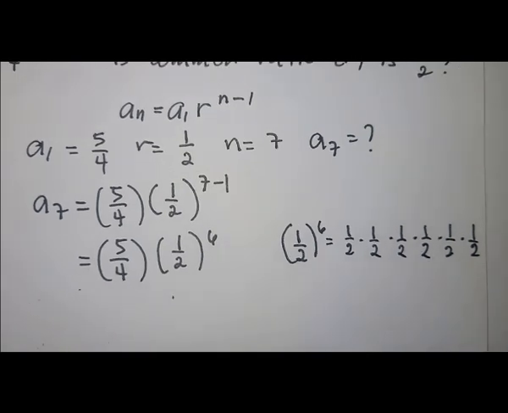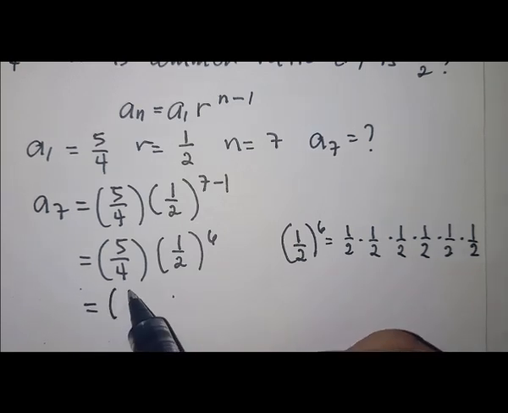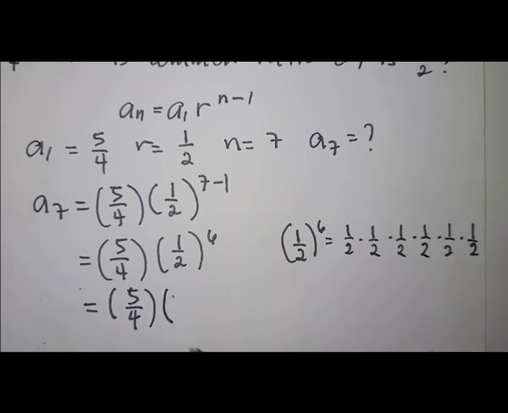So, mamultiply lang naman natin yan. Kapag fraction, multiplication, numerator to numerator, and denominator to denominator. So, kapag nag-multiply na tayo niyan, so ang 1/2 raised to 6 natin, magkakaroon tayo ng 5 over 4 times 1/2 raised to 6 is 1 over 64.